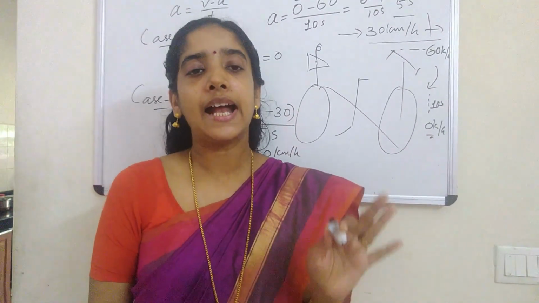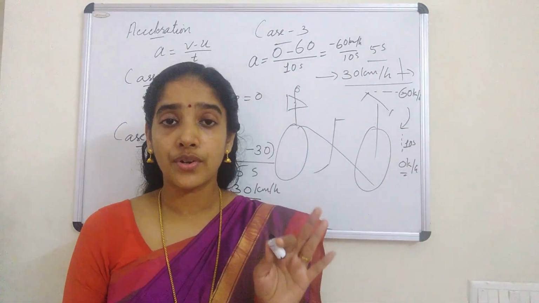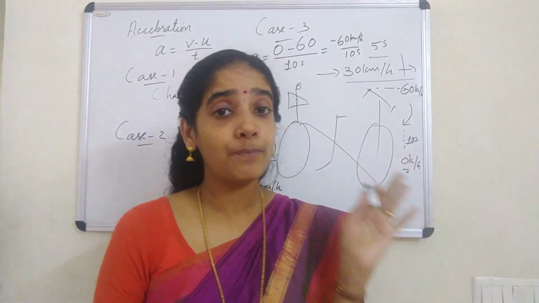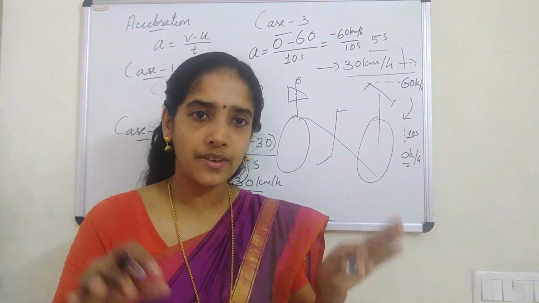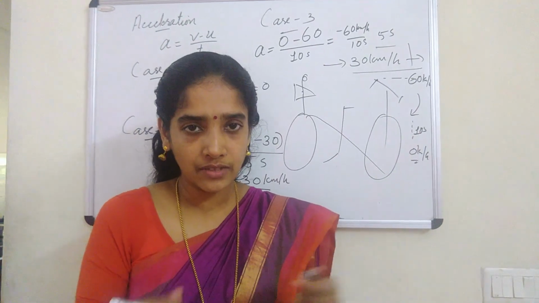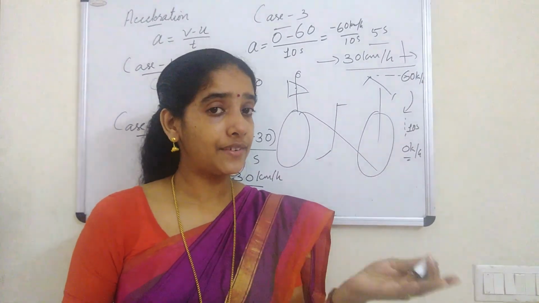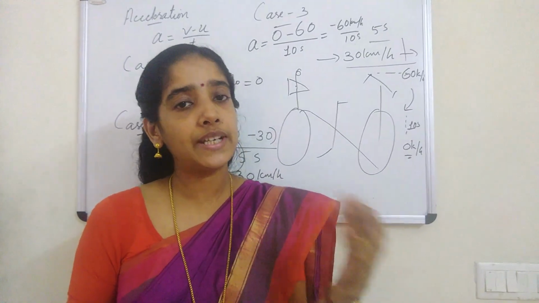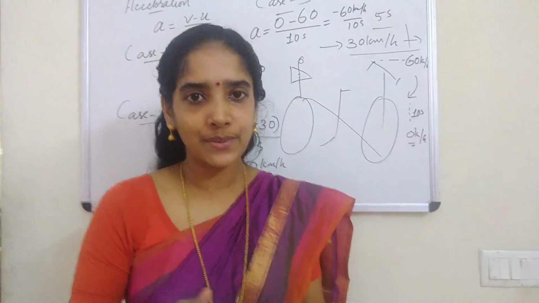So remember, acceleration 0 means the object is moving with a constant velocity. Acceleration positive means velocity of the object is increasing. That means if you are on a bicycle, you are pedaling it fast, or if you are in the car, you are pressing the accelerator. And acceleration negative means what? The velocity decreases. Velocity decreases means we are applying the brake. Okay, that's all about this acceleration.